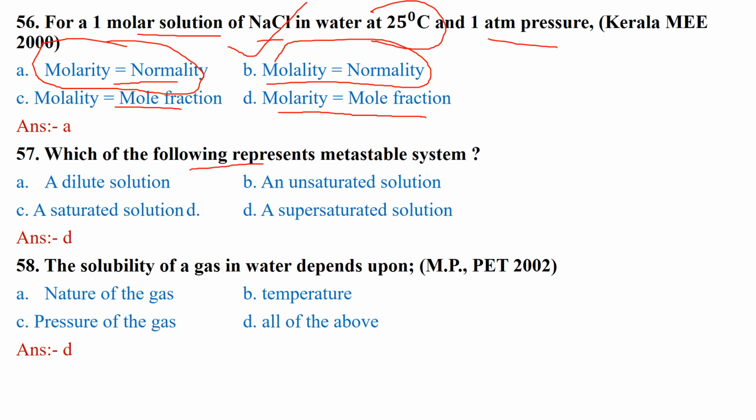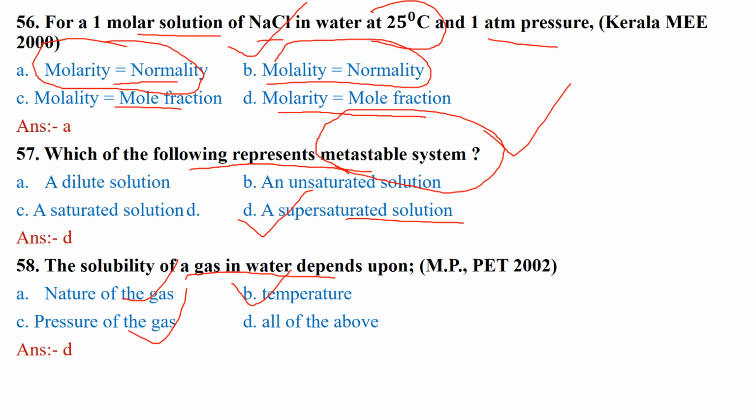Which of the following represents the metastable system? Metastable system means highly unstable. So it is an example of supersaturated solutions. Supersaturated solution is an example of metastable system. It is highly unstable. The solubility of a gas in water depends upon the nature of gas, temperature and pressure, all. So the answer will be D. These are very simple multiple choice questions.